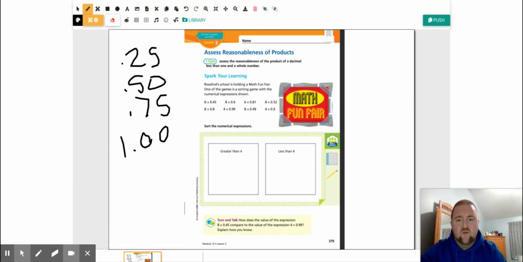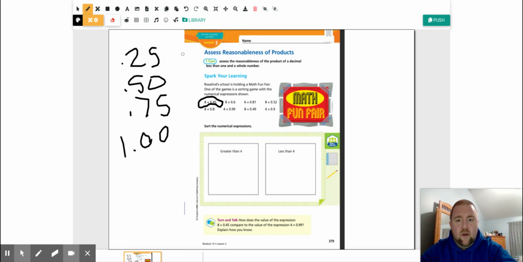So this example says Rosalind School's holding a math fun fair. One of the games is a sorting game with the numerical expressions shown. Sort the numerical expressions. So we have two lists here. We have greater than 4 and we have less than 4. So we're going to look at some of these numbers to try and figure out which one is greater than and which one is less than. That's very simply put. So we're looking at 8 times 45 hundredths first.